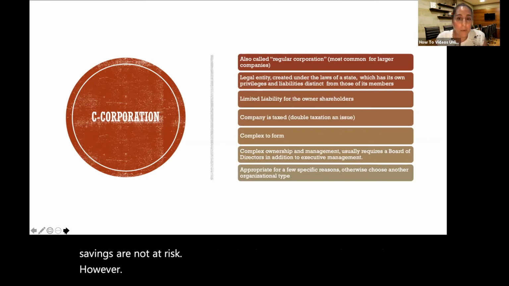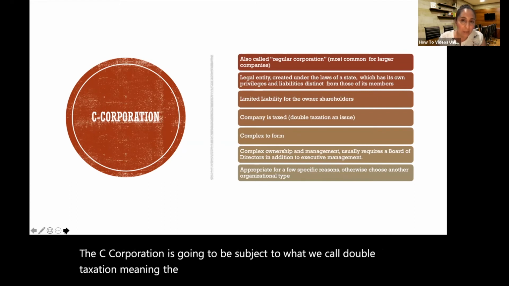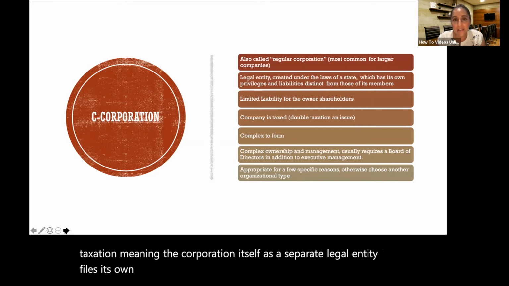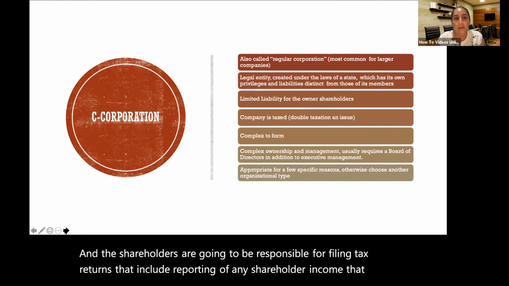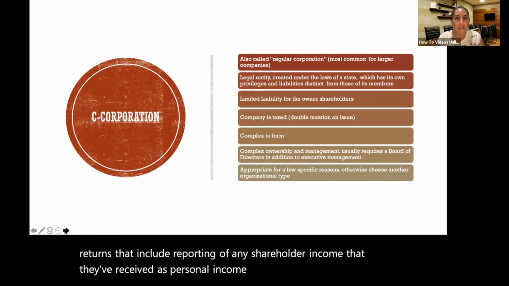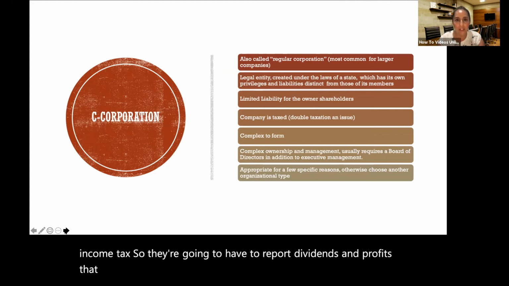However, the C corporation is going to be subject to what we call double taxation, meaning the corporation itself, as a separate legal entity, files its own corporate tax return every year. And the shareholders are going to be responsible for filing tax returns that include reporting of any shareholder income that they've received as personal income, subject to their personal income tax. So they're going to have to report dividends and profits that they derive from the corporation on their income tax return at the end of every year.